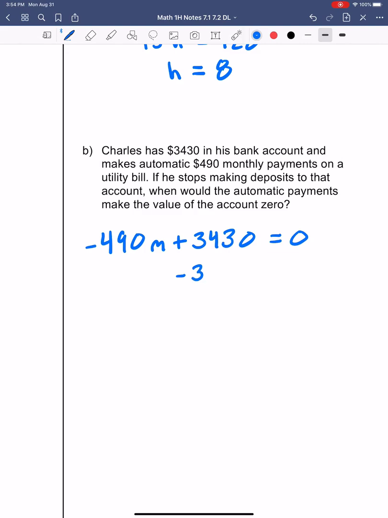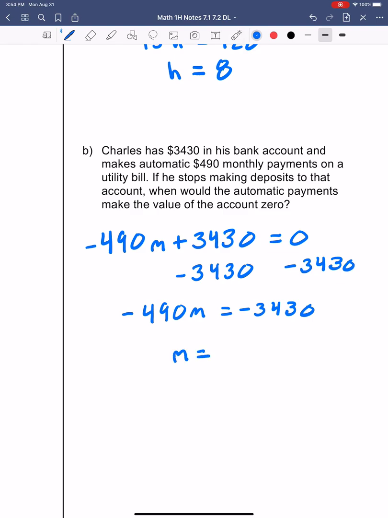So we'll start by subtracting 3,430. And that gives me negative 490m equals negative 3,430. And then divide both sides by negative 490. Okay, and a negative divided by a negative should give me a positive there. So let's see, 3,430 divided by 490. And I end up at 7, positive 7. So after 7 months, Charles will have no more money in his account there. All right, thanks for watching.